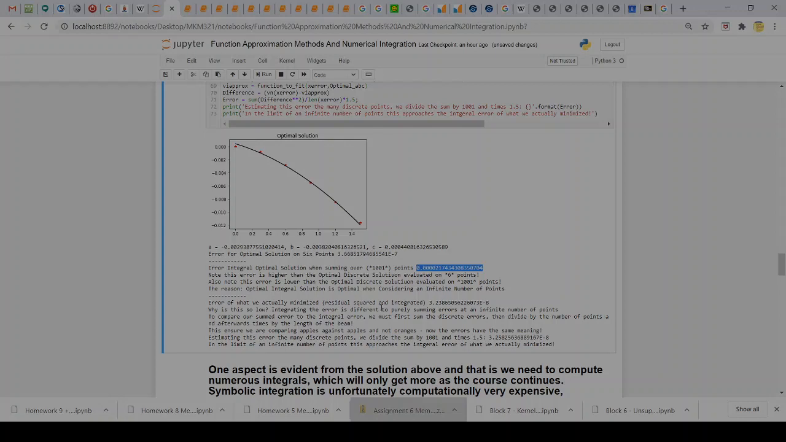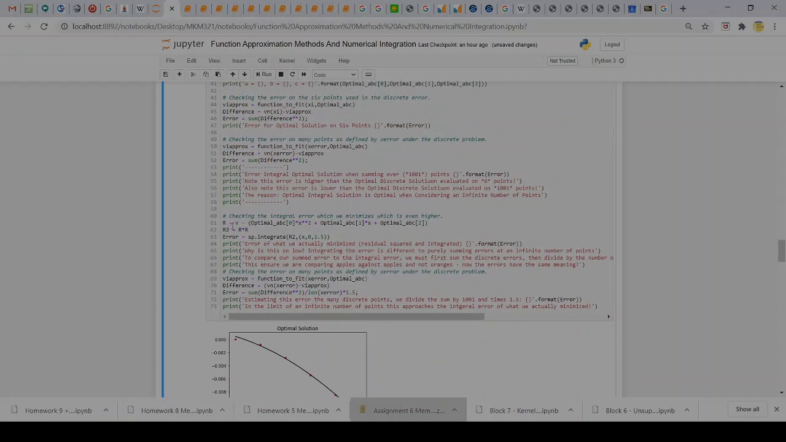But let's look at what the error actually is of the residual that we minimize. Remember, we took the residual, we squared it, and we integrated it. If I take the residual of my optimal solution, compute the square of that residual, that's r squared, and integrate, then I plot that error for you. And let's look at that error.